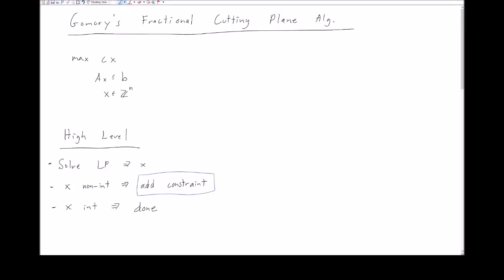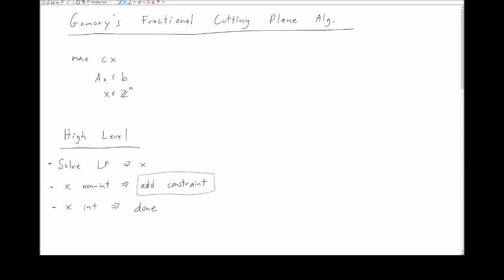In this lecture, we're going to continue talking about cutting plane algorithms. And specifically, we're going to take the approach that a cutting plane algorithm is an independent algorithm that we can use to solve an integer program. We're going to talk about Gomory's fractional cutting plane algorithm.